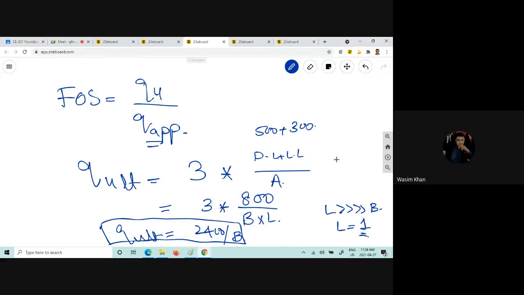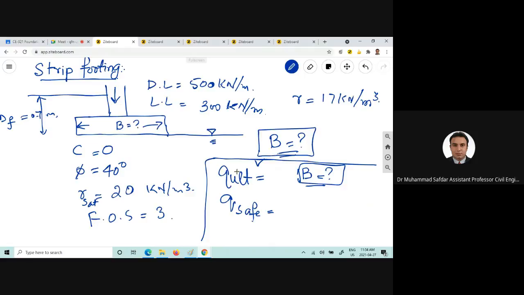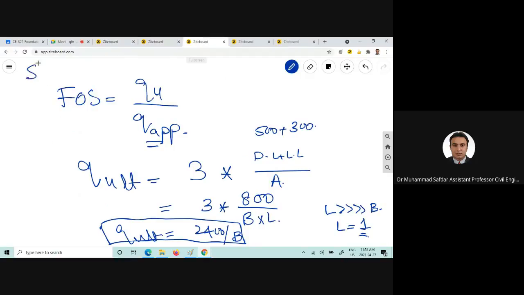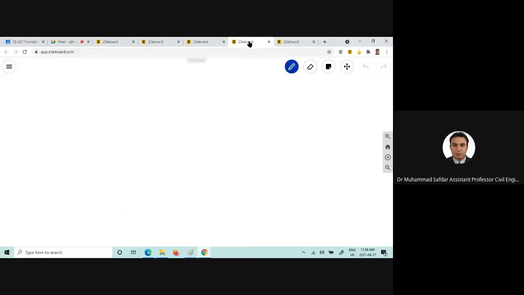Yes, sir. Okay, so now we got the Q ultimate. Now what's the next step? I would call that as step number 1. So what's the next step? What do we need to find out next? What should be the step 2? Q ultimate in terms of B find karenge, right side. Q ultimate we need to find out in terms of B. That's a good point, but before that we need to do something which is also very important. What should be the next step?